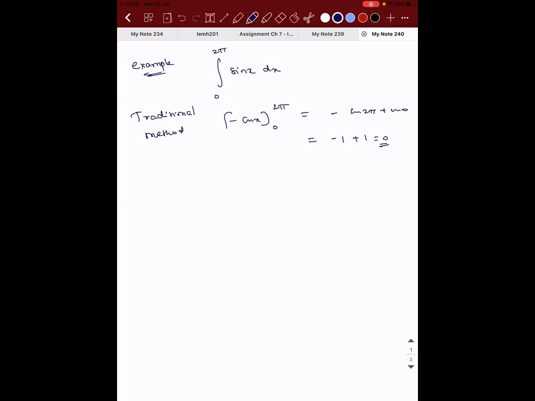So if I want to use property number 2, that is P2, then I can split it as the integral of 0 to pi sin x dx plus the integral of pi to 2 pi sin x dx. You're able to understand what I did. This is what C is.